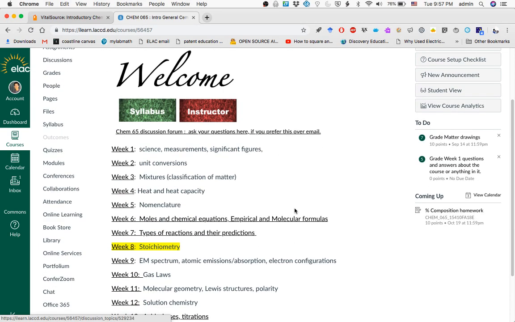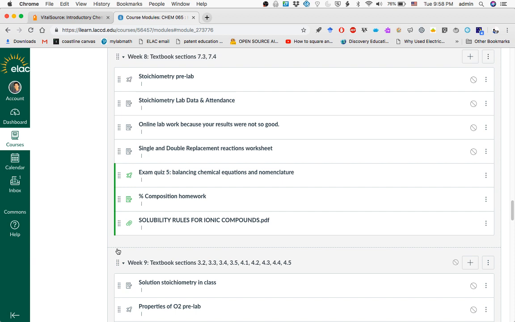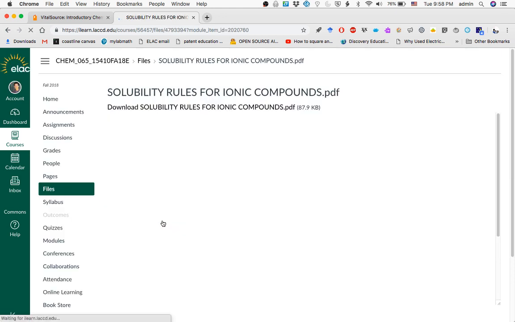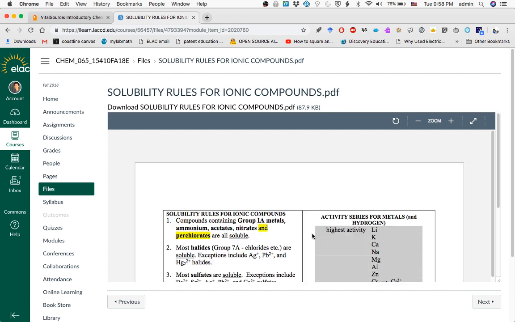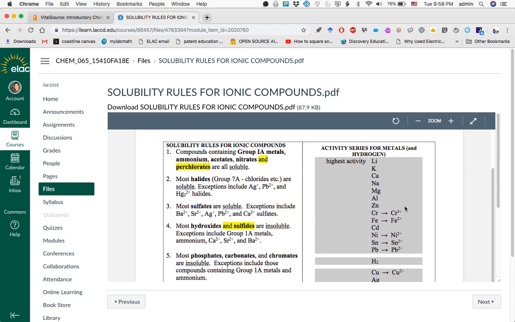Hi, I'd like to get into some more of the single replacement and double replacement reactions here, and I want to show you how you can predict whether a single or double replacement reaction will happen or not. To do that, I'm using this document that I put in week 8 of the Canvas, called Solubility Rules. I think I showed this to you in the previous video, but now I'm going to show you how to use this.